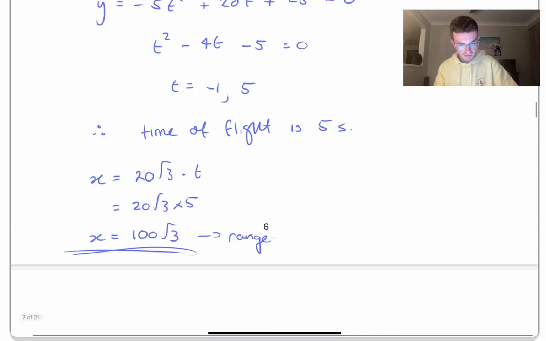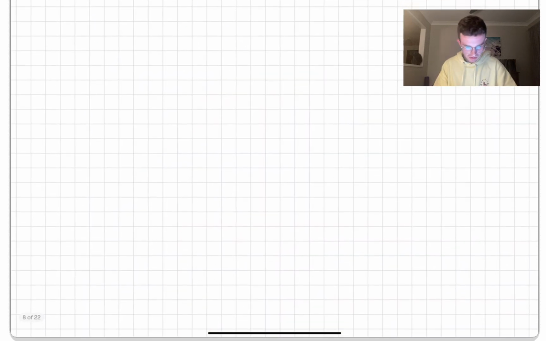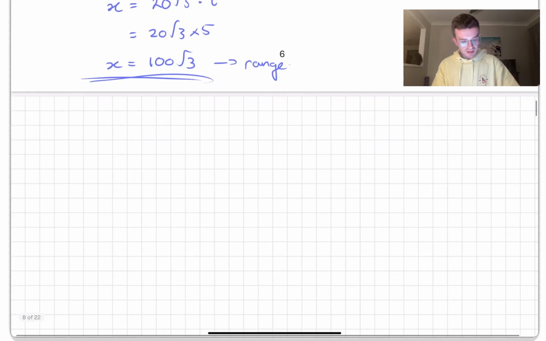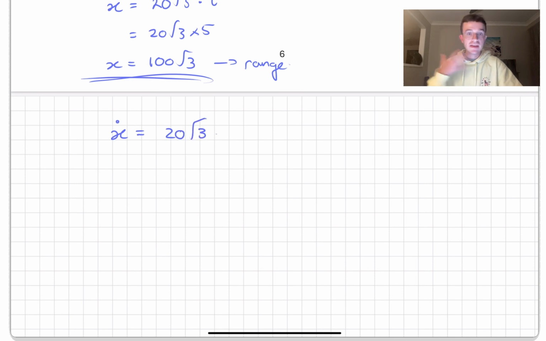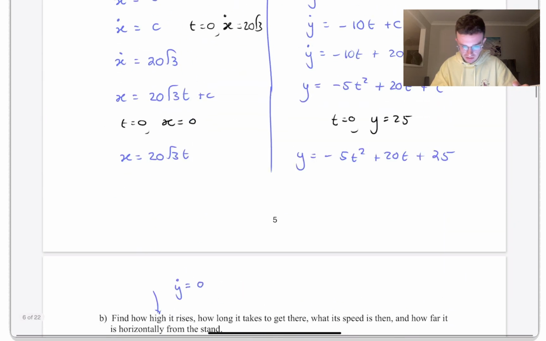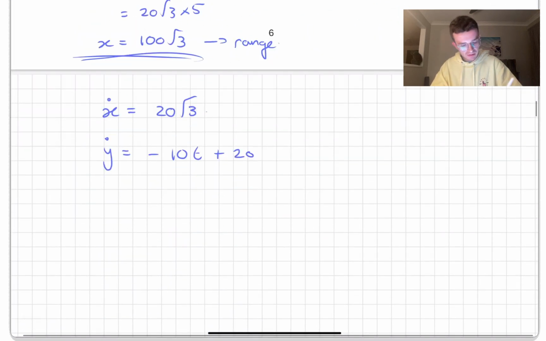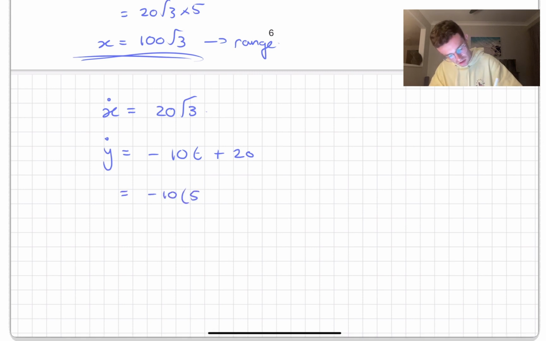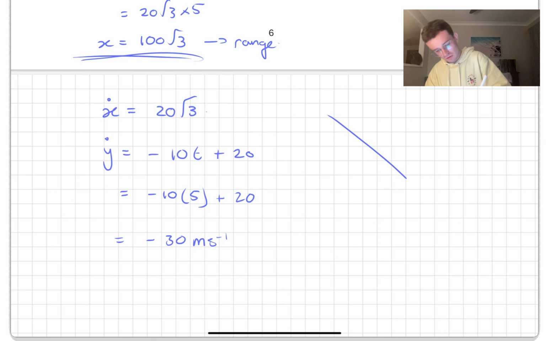The impact speed, I might add another page in. So we know, for example, in the x direction, its speed is always going to be 20 root 3. That never changes. Our y dot, though, was minus 10t plus 20, I'm pretty sure. Let's check. Yep. And our time of flight is 5 seconds. So its y speed is going to be minus 10 times 5 plus 20, which is minus 30 meters per second. So what this is telling me is that when I land, I'm going this fast in the x direction and that fast in the y direction.